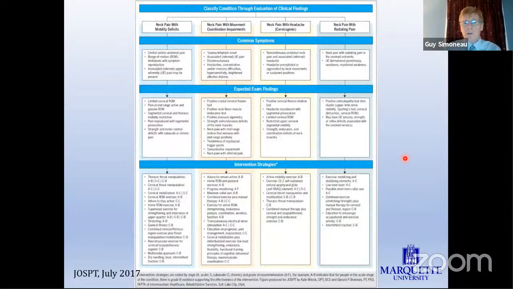And similarly, we also have a perspective for clinicians, which basically summarize everything I've said today in one page, with the categories at the top, the common symptoms, the expected examination findings, and the intervention with the strand of evidence for each of the intervention. A very nice one-page quick guide to the management of neck pain based on the clinical practice guidelines.